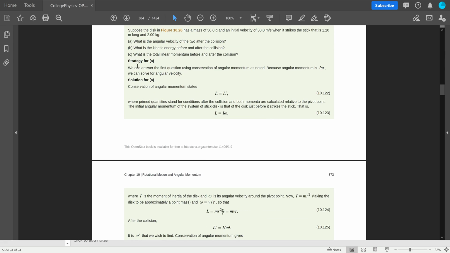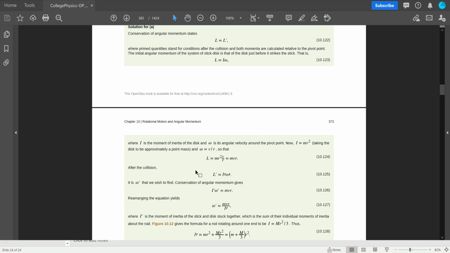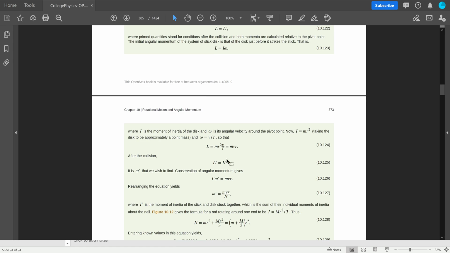So our strategy for A is that we can answer the first equation by using conservation of angular momentum, as noted. Because the angular momentum is I omega, we can solve for the angular velocity. So we have L is equal to I omega. And we know that the disk is going to be kind of like a point mass. So we have our I is equal to mr squared, taking the disk to be approximately a point mass. And we have our omega is equal to v over R. So from here, L equals I omega, we end up with L is equal to mr squared from our I times our v over R from our omega. Well, one of the r's cancel, so we're left with mvr.